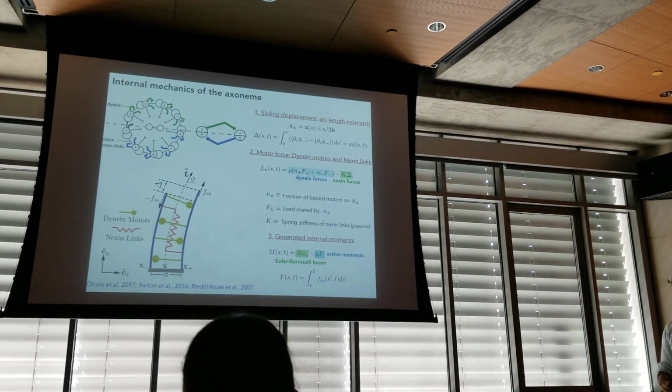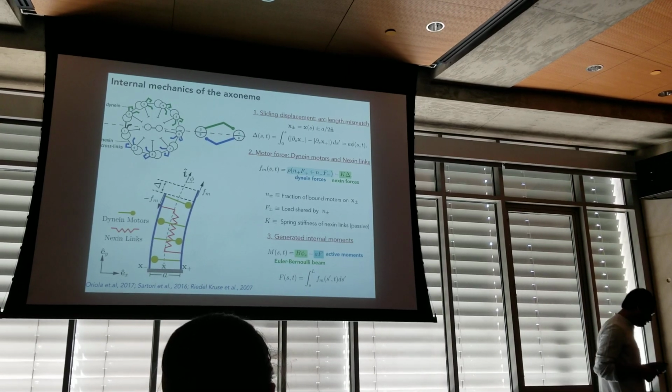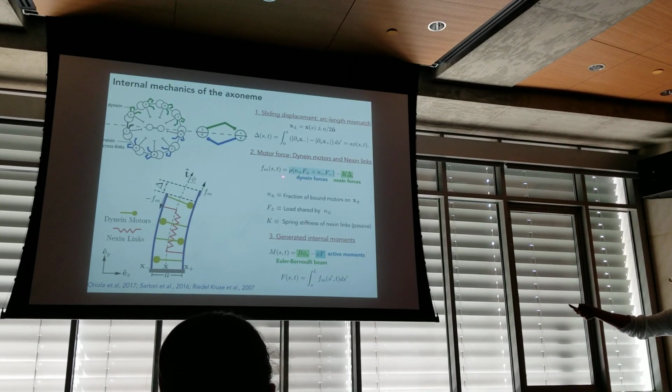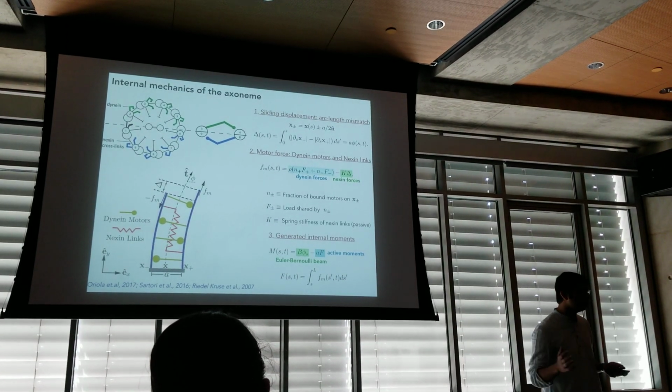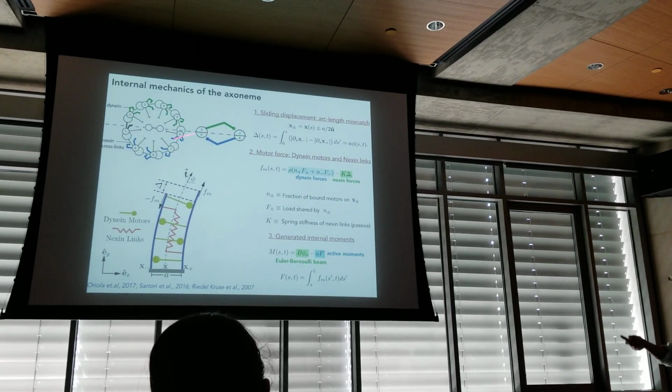You can now compute the forces that these motors are generating. N plus and N minus are the fraction of bound motors on the filaments X plus and X minus. Each of the motors applies a force of F plus and F minus, so that's the net force. Then you multiply this whole expression by rho, the line density of molecular motors, to get a force per unit length.